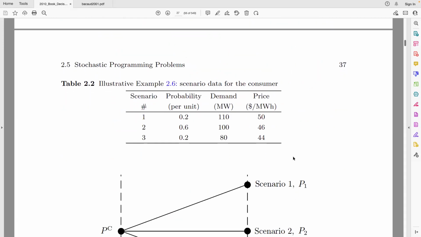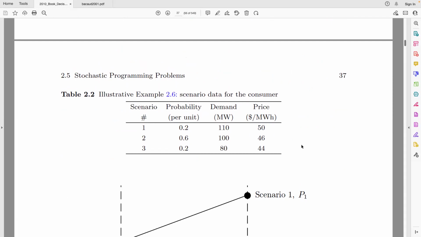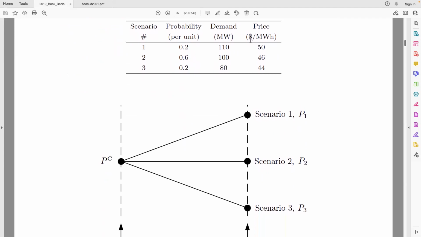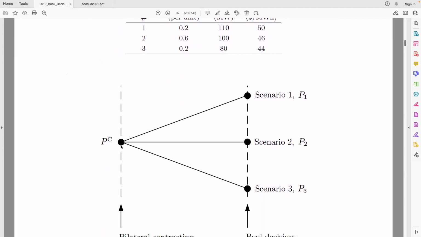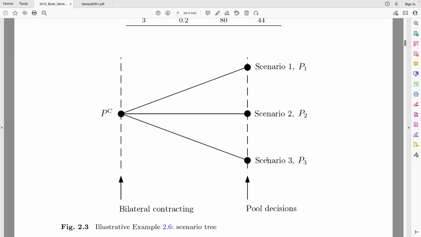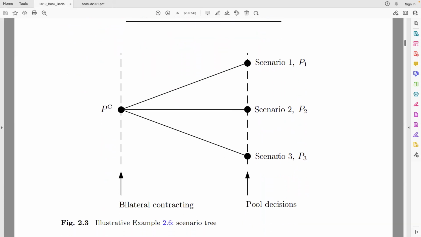In this table, we can see the three different scenarios, each one with its probability, demand, and price. In this tree, we see a two-stage problem, right? In the first stage, we have to decide how much we are going to buy from the contract. And in the second stage, how much we're going to buy from the pool. And in total, we have three different scenarios.